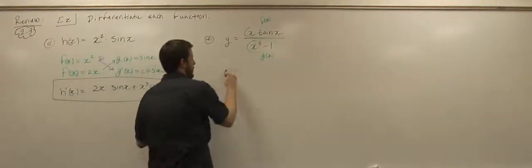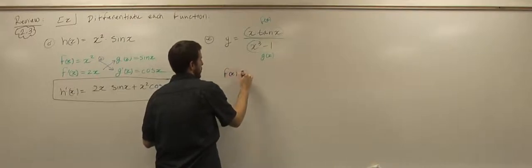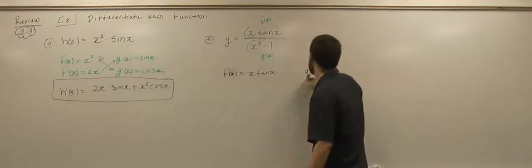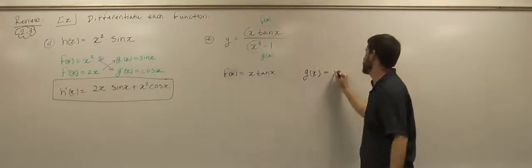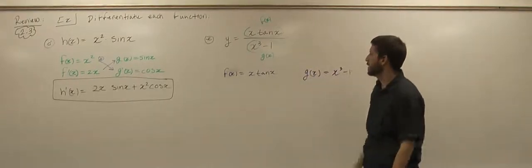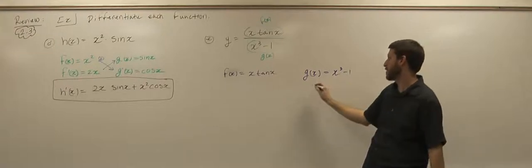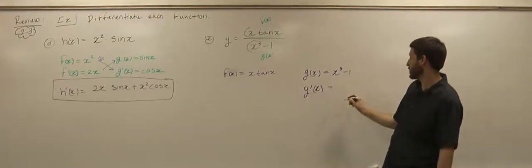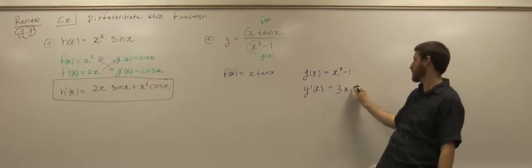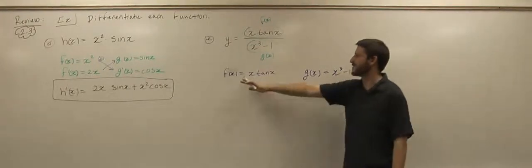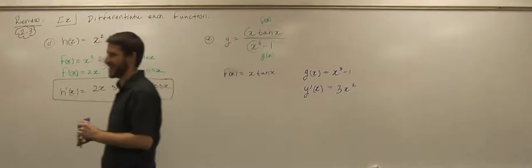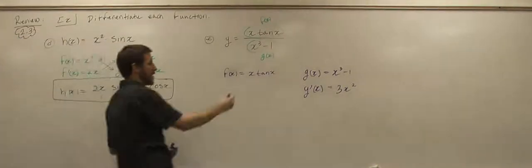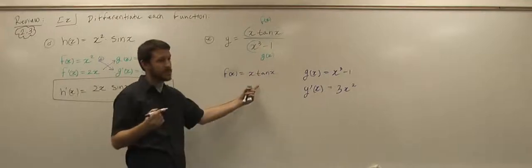So f of x is x tan x, right, the entire top. And g of x is x cubed minus 1. All right, this one depresses me, so I'm going to start here. G prime of x is equal to 3x squared. All right, I feel good enough about myself to try and do this one now. It's all about self-esteem. So, this is a product, which means I have to do the product rule on this.